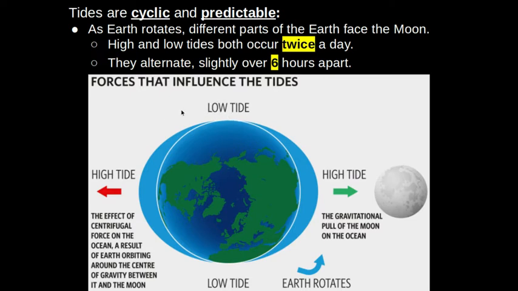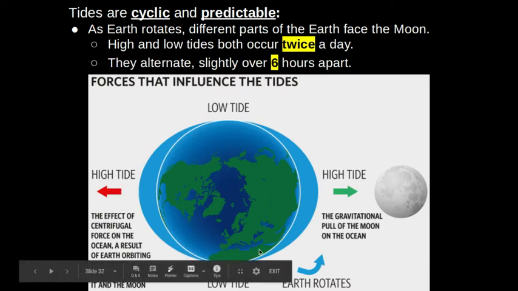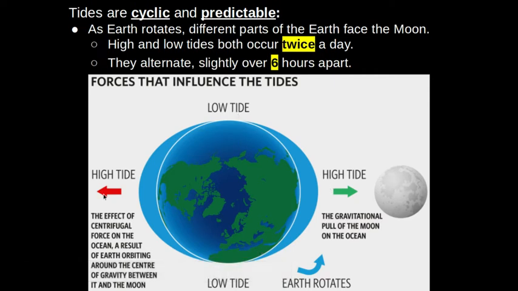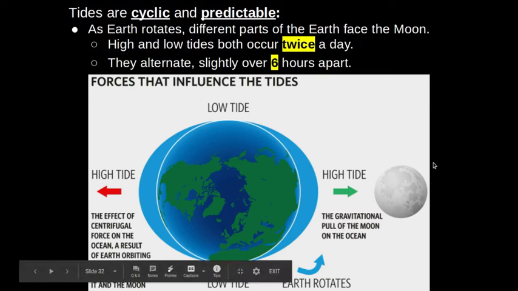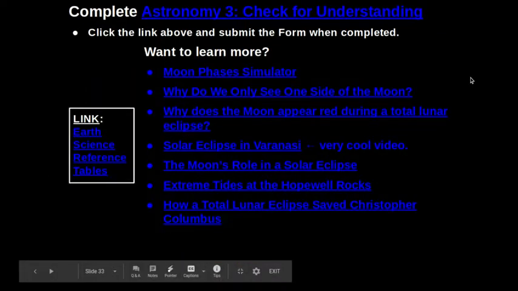6 hours later, we've rotated another quarter of the way. We're experiencing high tide again. And then 6 hours later, we're going to do another quarter rotation, and it'll be low tide again. So over the course of one day, or 24 hours, you're going to experience 2 high tides and 2 low tides. All right, that is our lesson for today about the moon.